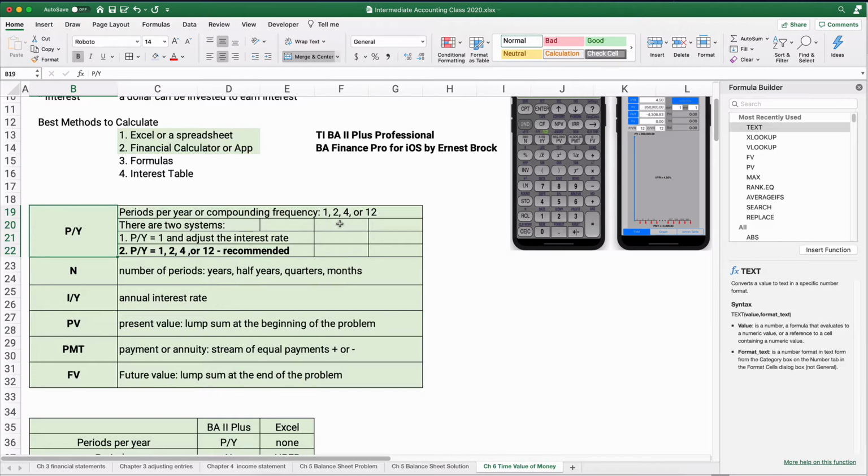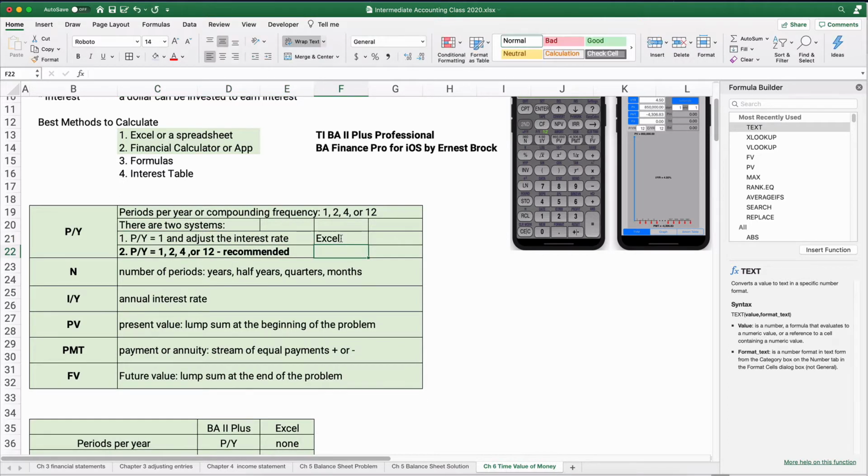Now, on the calculator, this doesn't really matter so much on Excel. On the calculator, some people always leave it set for 1 period per year and then adjust the interest rate. We're going to have to do this on Excel. This is essentially the Excel method. On Excel, you have to use 1 period per year because there's no periods per year function. If you're doing the calculator, and this can be a different video, then I would set the periods per year to 1, 2, 4, or 12. That's what I would recommend, and that way you can always work with the annual interest rate. You don't have to adjust the interest rate.